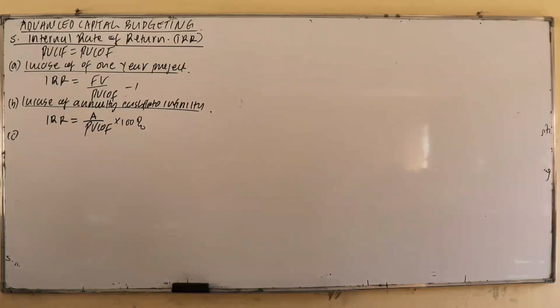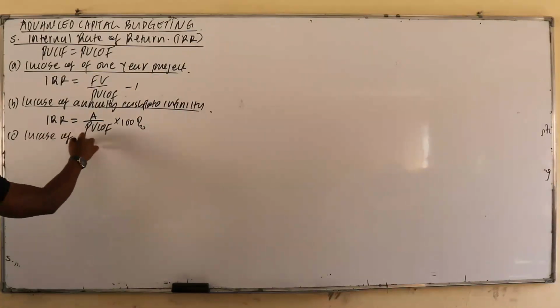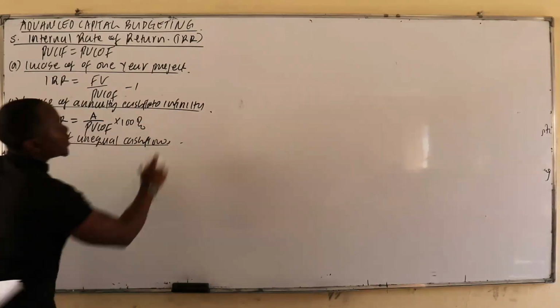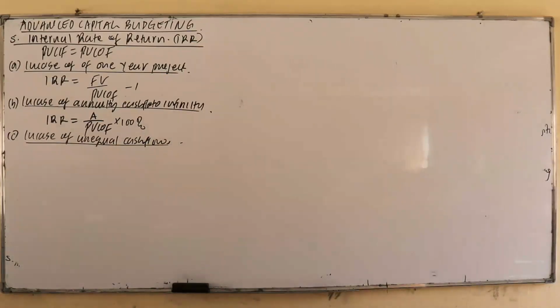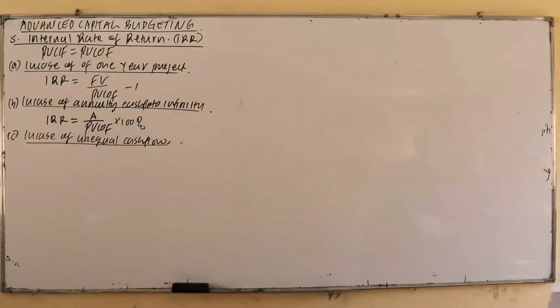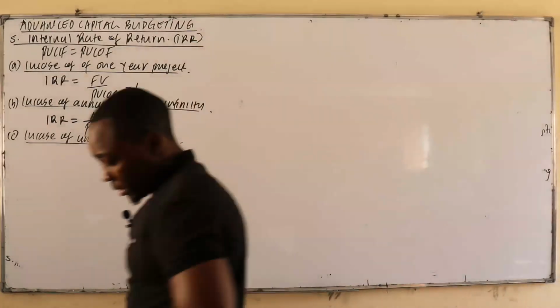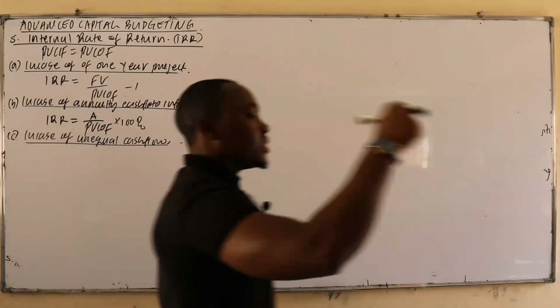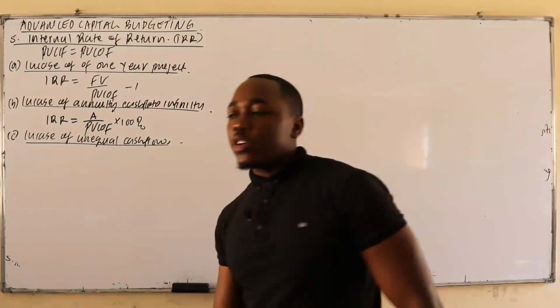And number C, in case of unequal cash flows, in this scenario, the trial and error method is applied. The following steps are adopted.